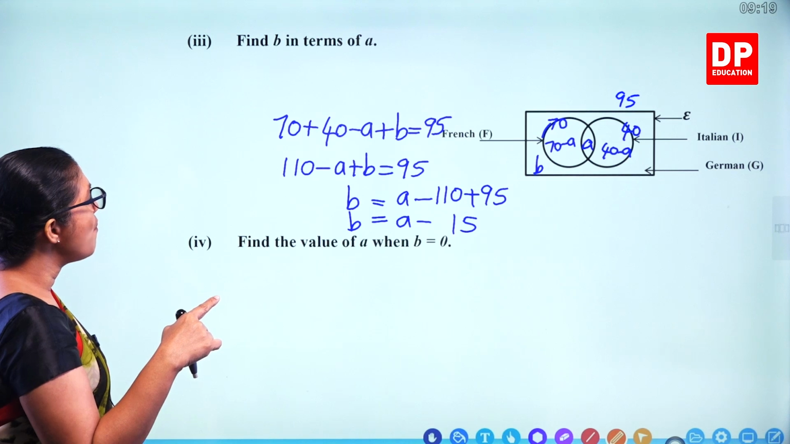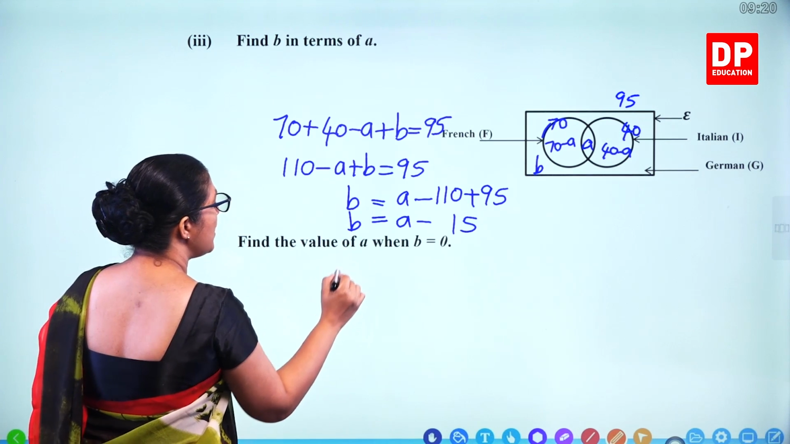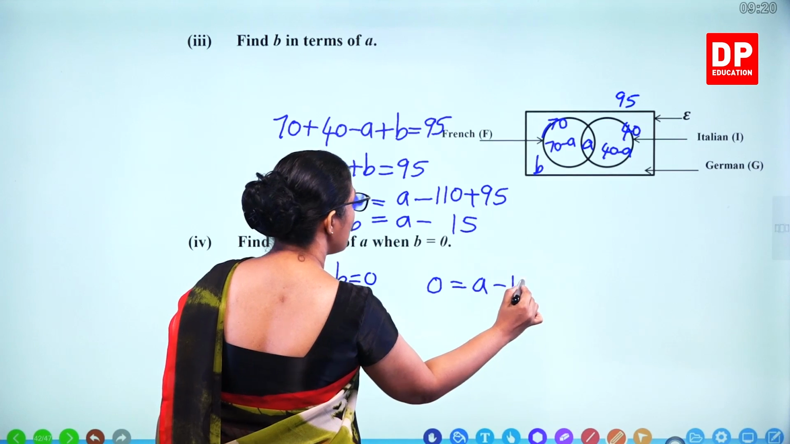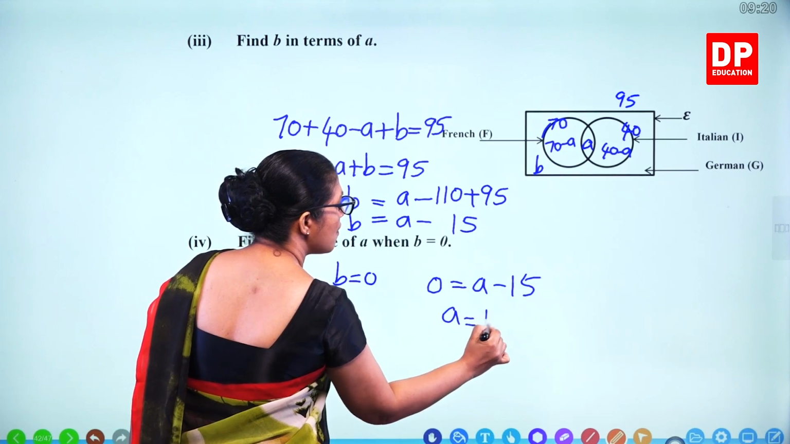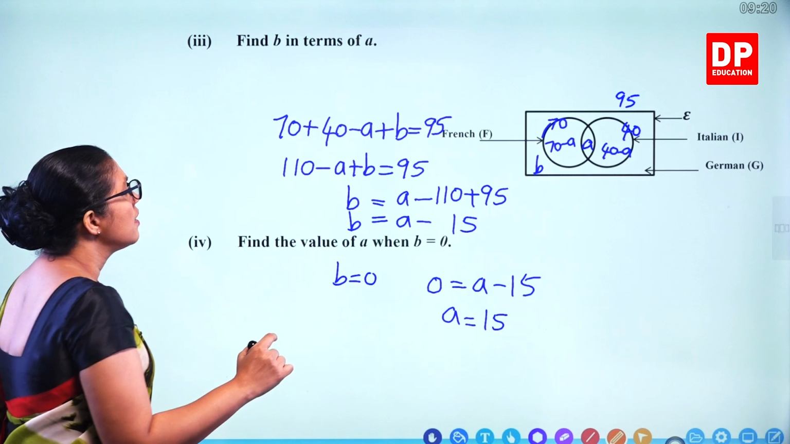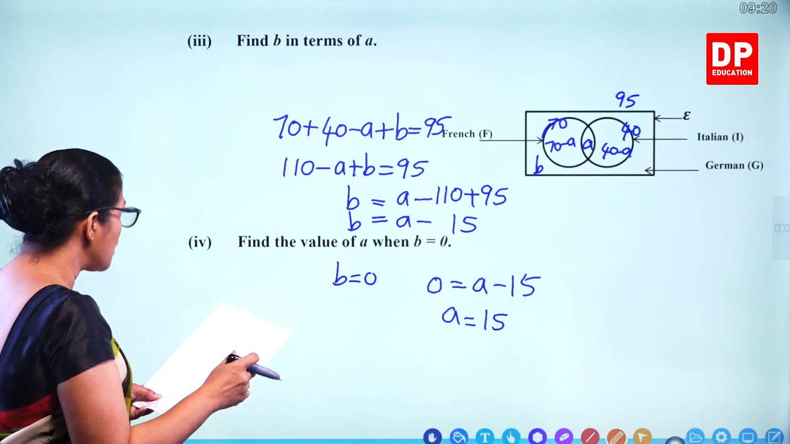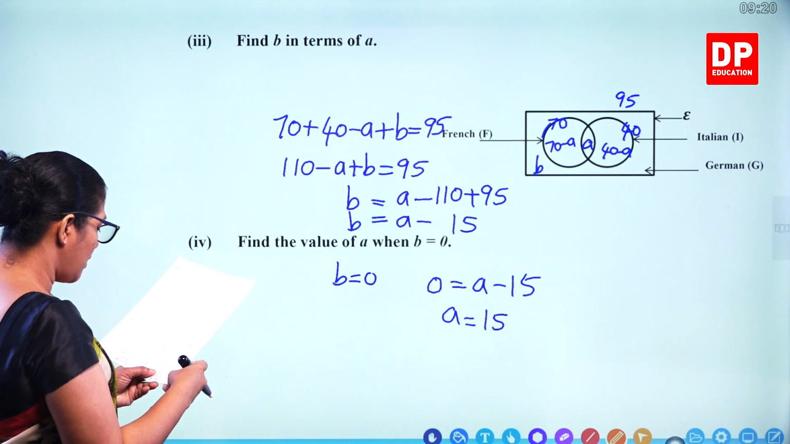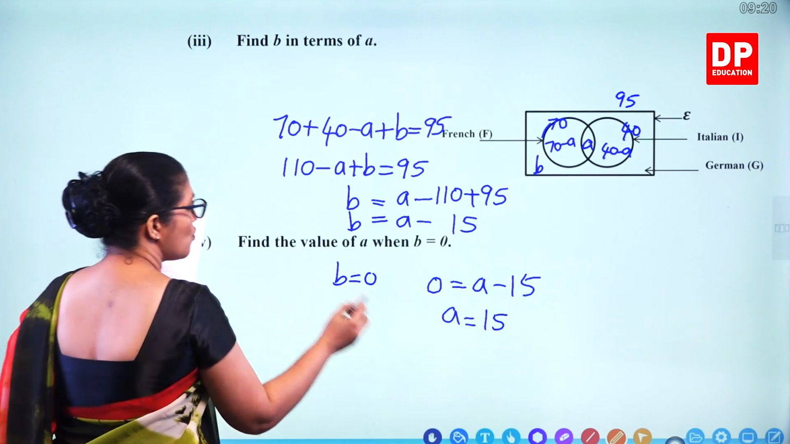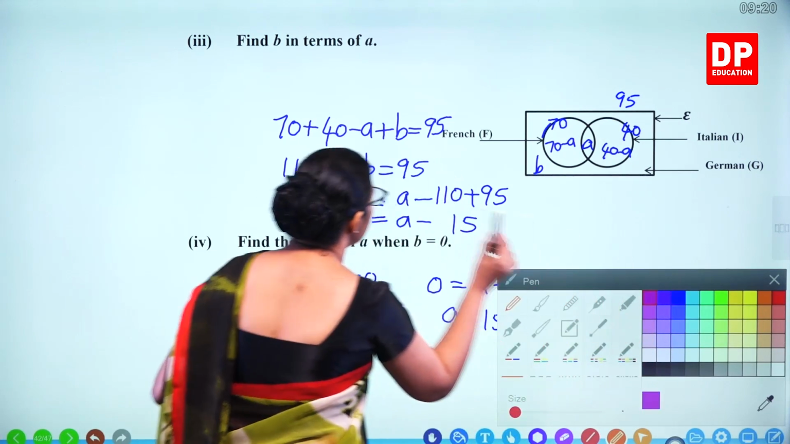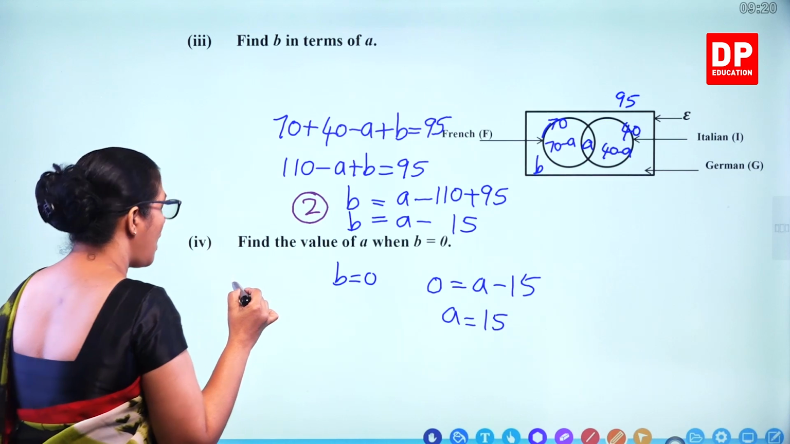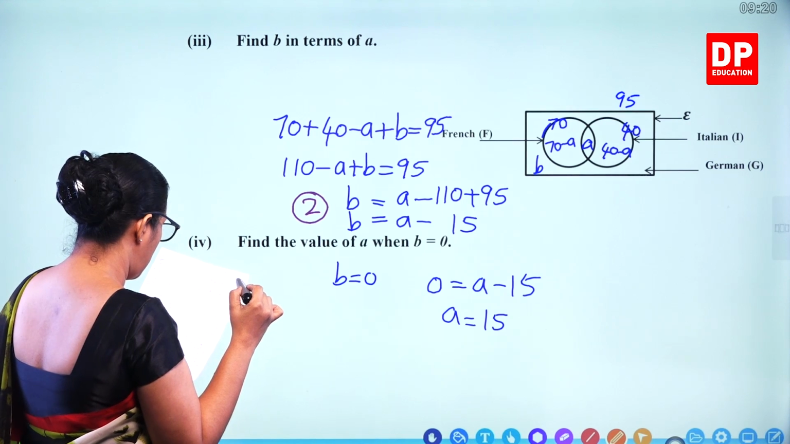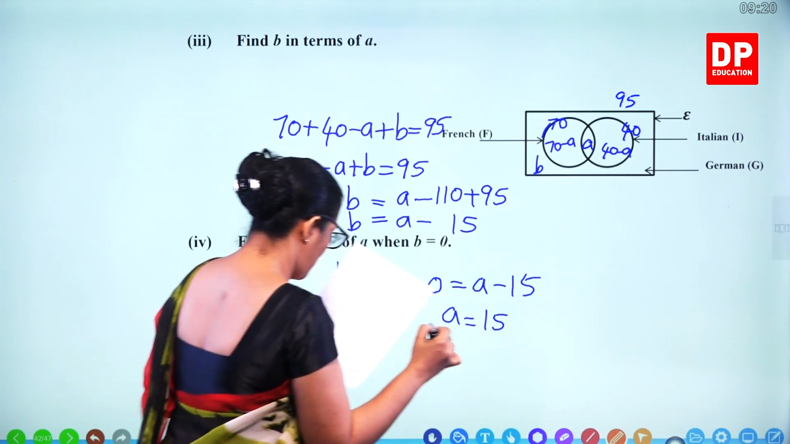Find the value of A when B equals 0. So B equals 0. You can substitute. 0 equals A minus 15. A becomes 15. That's substitution. So you get 2 marks each. So A minus 15, 2 marks. And then you get A equals 15, 2 marks.